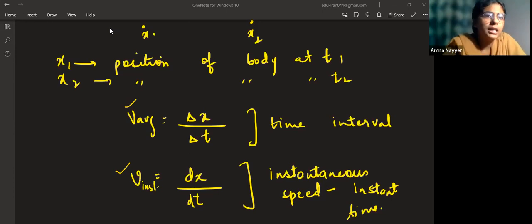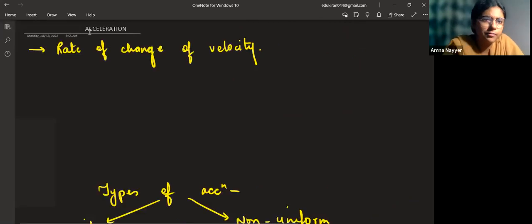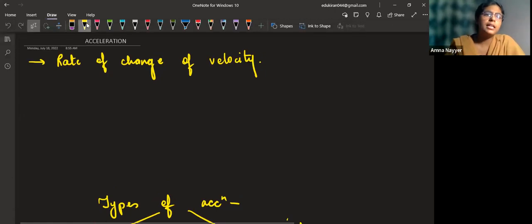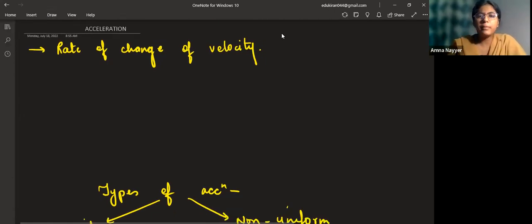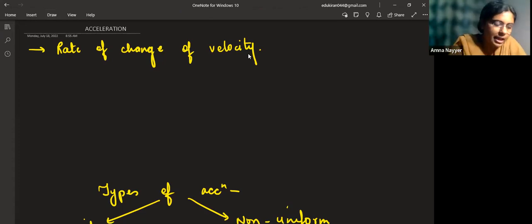All right. Now, coming to the next topic, which is acceleration. Acceleration also involves the same thing. Instantaneous calculations are also there. Now, look, what is meant by acceleration? Acceleration is simply rate of change of velocity, the way rate of change of distance was.